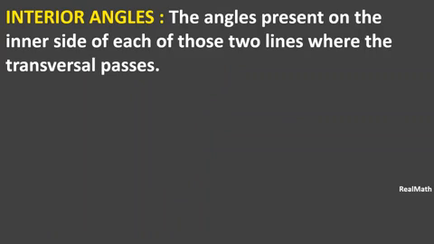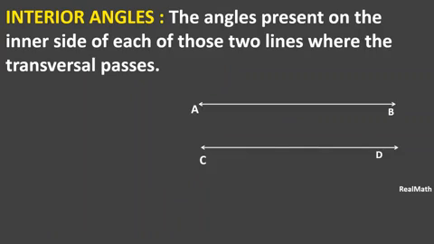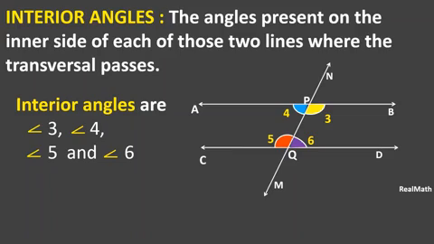Now you can see two parallel lines where MN is a transversal intersecting at P and Q. In this we are going to learn interior angle. The angle present on the inner side of these two lines where transversal passes. You can see the angles are there. These angles are inside the two parallel lines. So the angle 3, 4, 5 and 6 are interior angles.